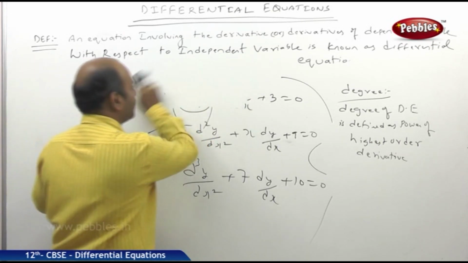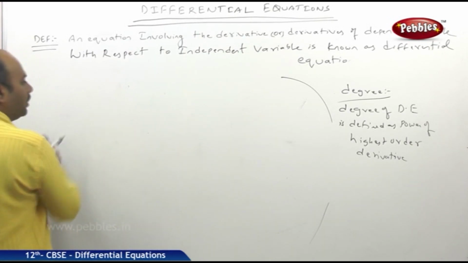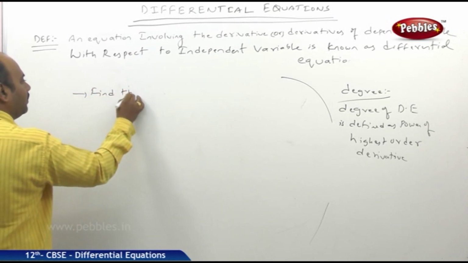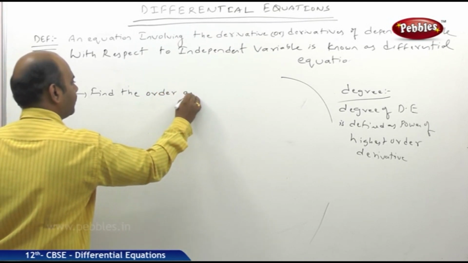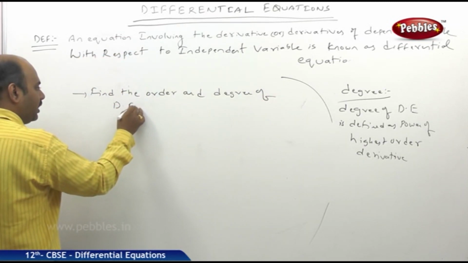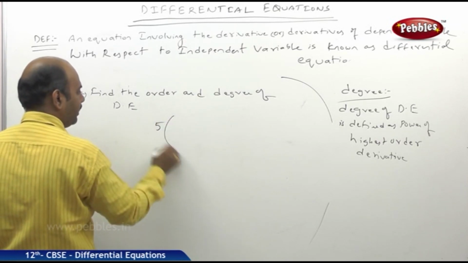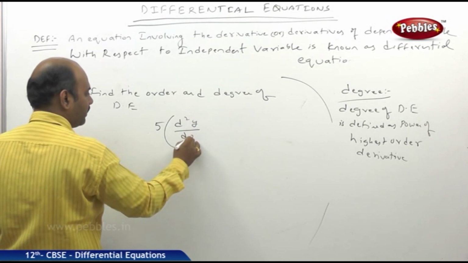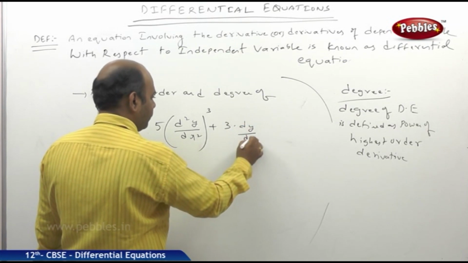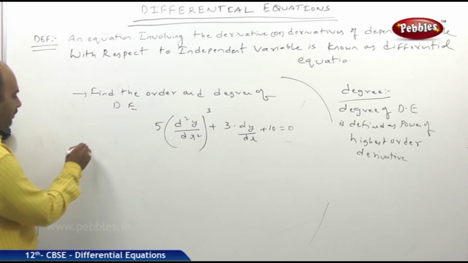Suppose a question is asked to you like this: find the order and degree of the differential equation. Differential equation means I denote as d.e. The differential equation is 5 into d square y by dx square whole cube plus 3 into dy by dx plus 10 equal to 0. First we shall define the order.